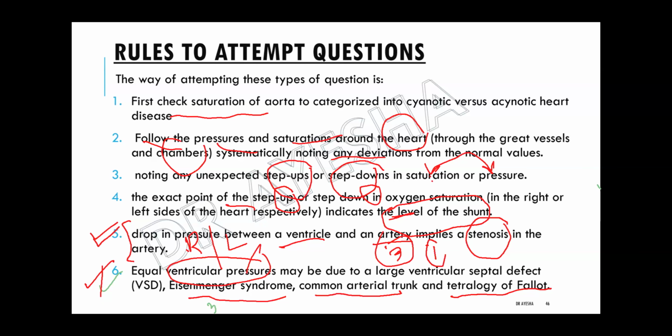So you have these four conditions in which the pressure of the right ventricle is equal to the left. There is no difference between the right and left ventricular pressure. Meaning the right ventricle also has 100 and the left ventricle also has 100. So if both pressures are equal, that means a very large VSD, or Eisenmenger syndrome, or truncus arteriosus, that is a large vessel coming from both ventricles, or TOF. Okay?